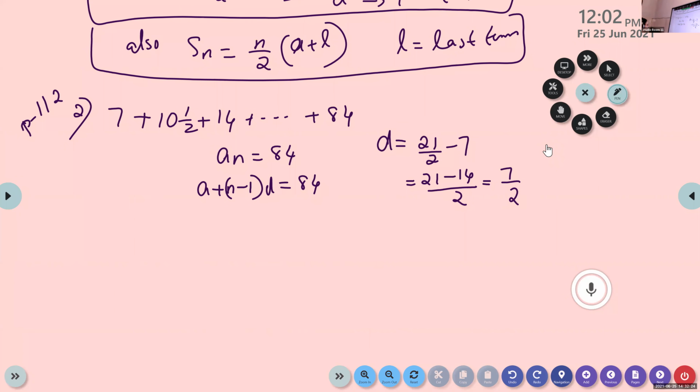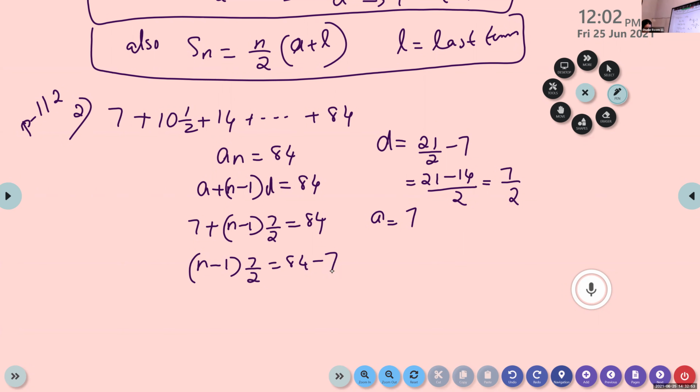D equal to 7 by 2. A is 7. So let us write 7 plus n minus 1 into d, 7 by 2, equal to 84. That is n minus 1 into 7 by 2 equal to 84 minus 7. 84 minus 7 is 77.